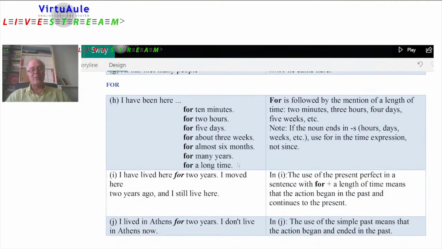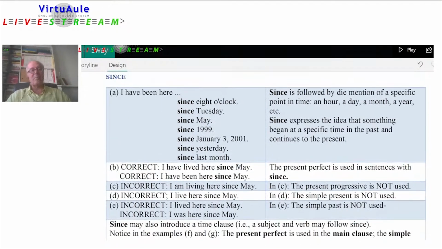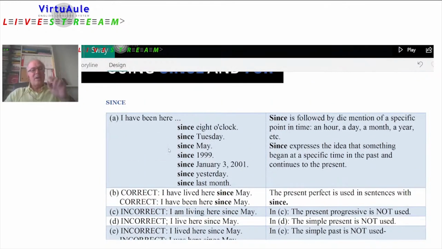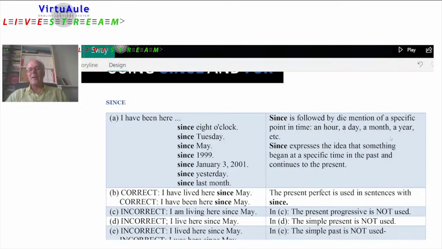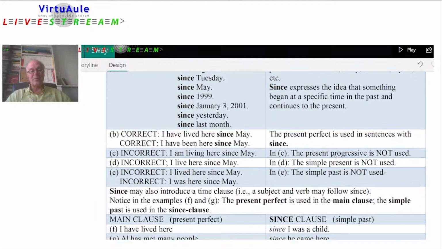Okay, let's look at since and for, and then we'll stop. I have been here since 8 o'clock, since Tuesday, since May, since 1999, since January 3rd, 2001, since yesterday, since last month. Since is followed by the mention of a specific point in time: an hour, a day, a month, a year. Since expresses the idea that something began at a specific time in the past and continues to the present, or it is linked to the present.